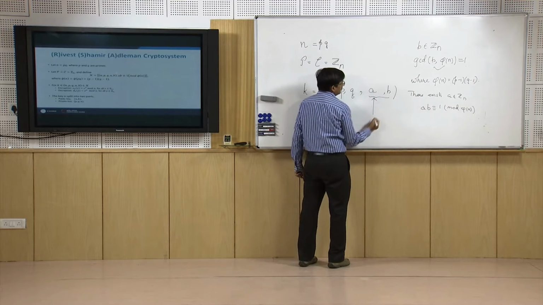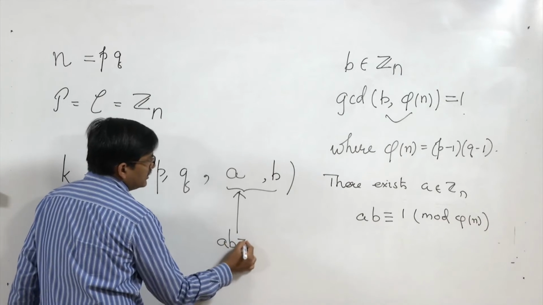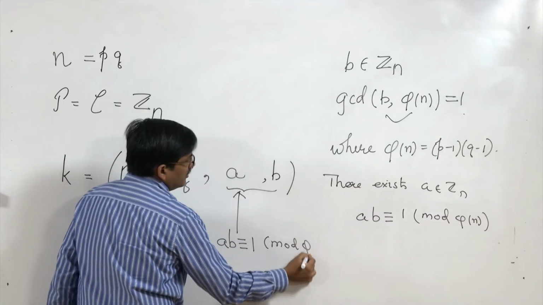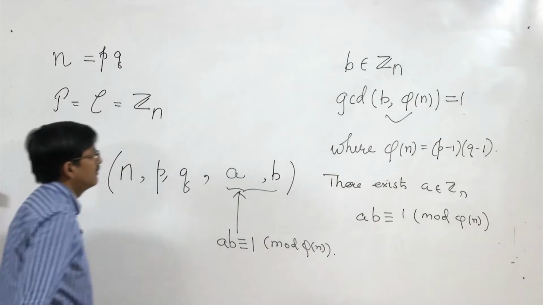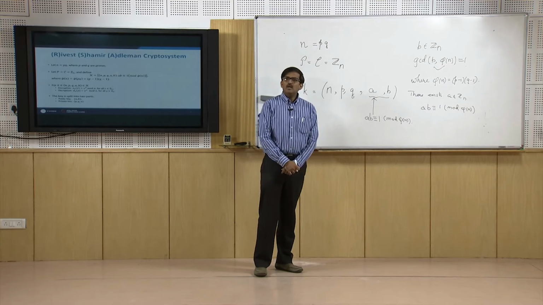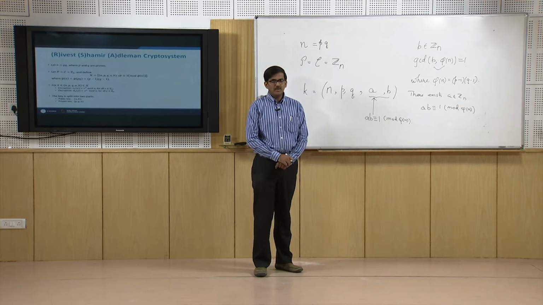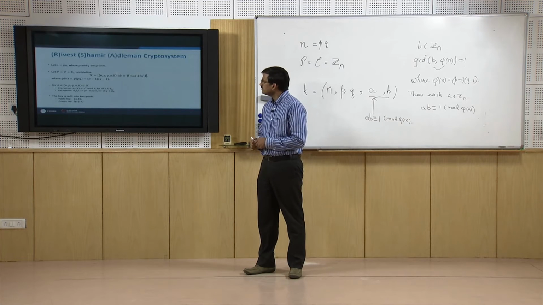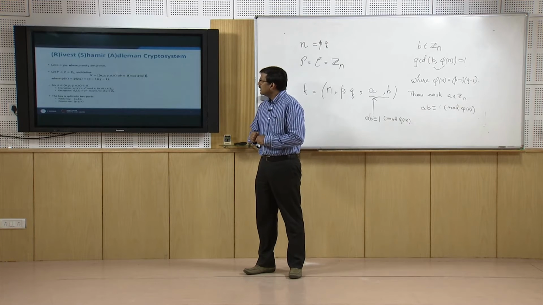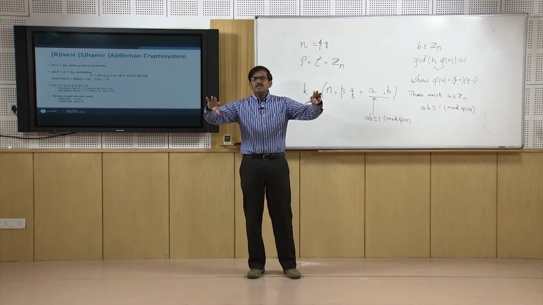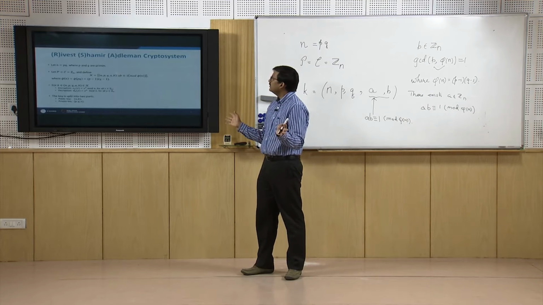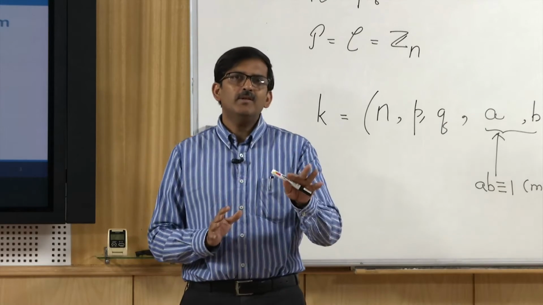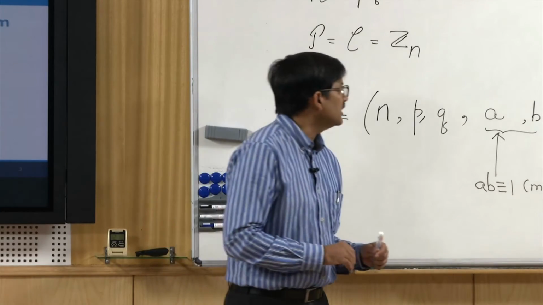So, they together have to follow this condition A times B is 1 mod phi n. We will look at the computational issues soon, not now. Let us say we can do this. Now, once we have this, the key is split up into two parts. One part is called the private key, the other part is called the public key.